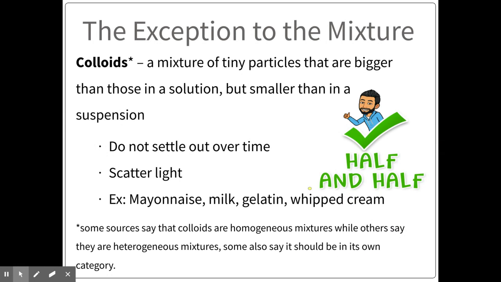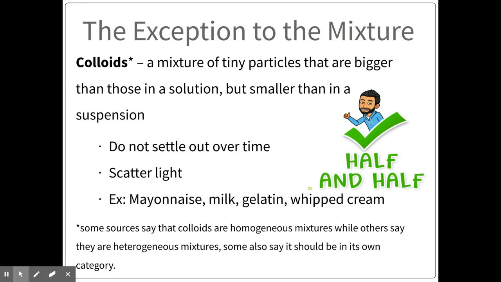And then the last one is the half and half in-betweeners. These are the colloids. They're a mixture of tiny particles that are bigger than those of a solution, but smaller than a suspension. So they're in the middle ground here. They do not settle out over time. They do scatter light.